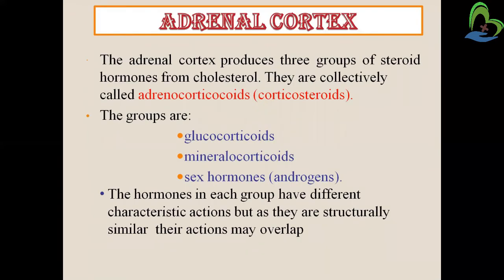First we will look at the adrenal cortex. The adrenal cortex produces three groups of steroid hormones from cholesterol. They are collectively called adrenocorticosteroids, or corticosteroids. The groups are glucocorticoids, mineralocorticoids, and the sex hormones, also known as androgens. The hormones in each group have a different characteristic action, but as they are structurally similar, their actions may overlap.